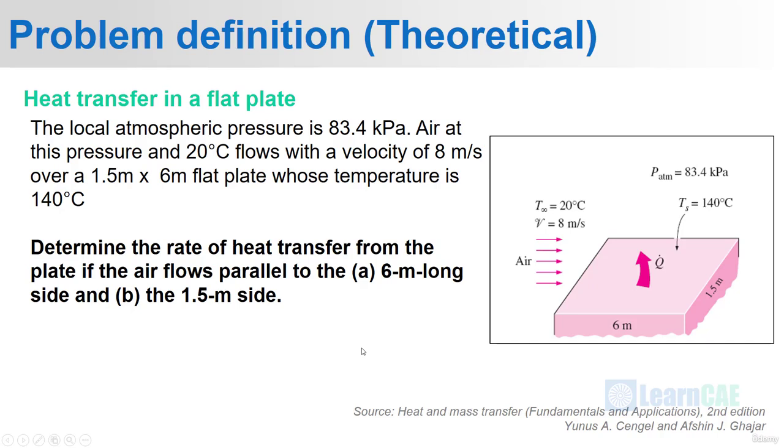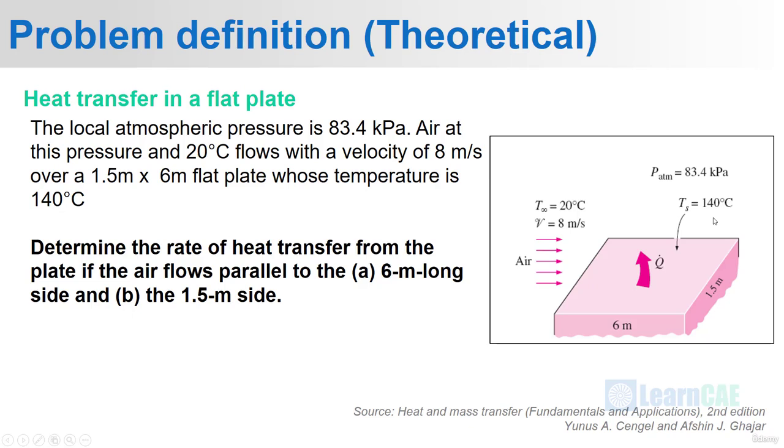The local atmospheric pressure is 83.4 kilopascal. Air at this pressure and 20 degrees Celsius flows with a velocity of 8 meter per second over a 1.5 by 6 meter flat plate, whose temperature is 140 degrees Celsius. We can see the image here. Air is flowing at 8 meter per second and 20 degrees Celsius temperature. The flat plate is at a temperature of 140 degrees Celsius.